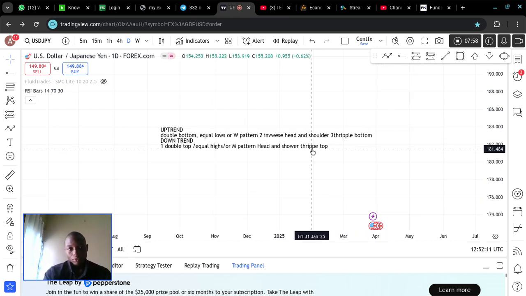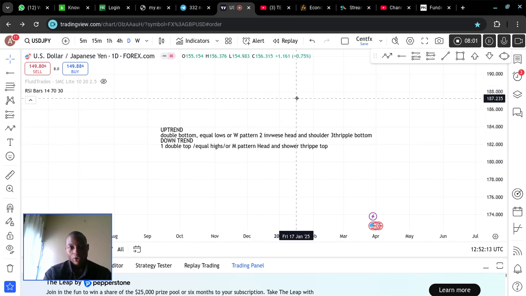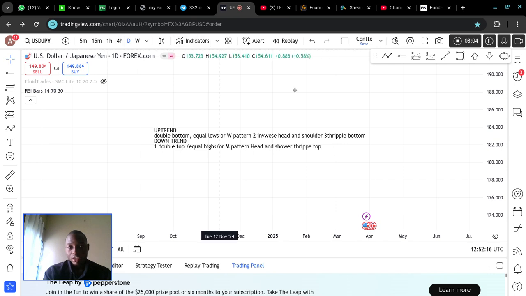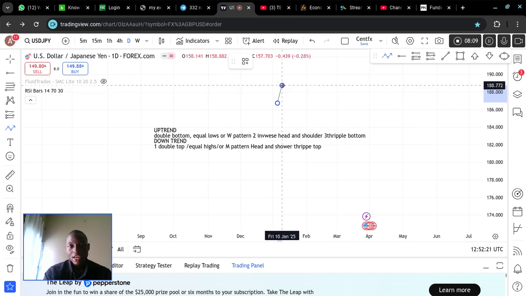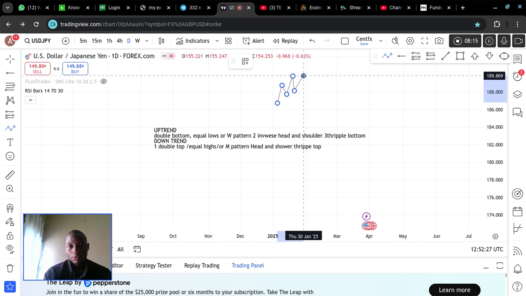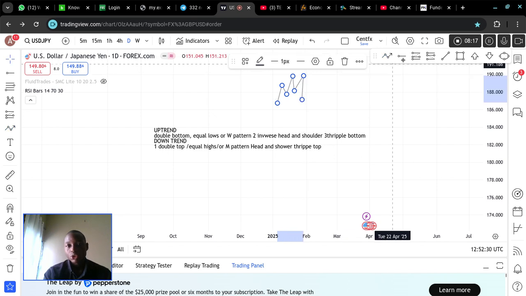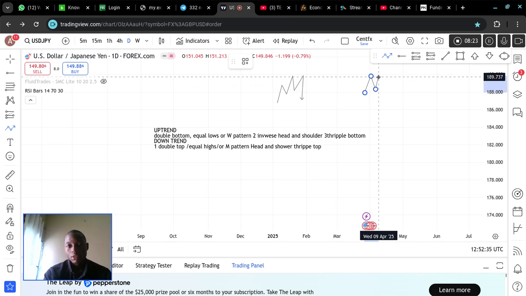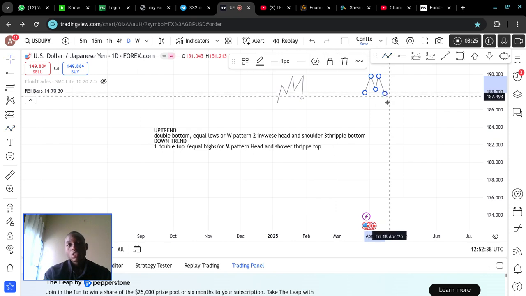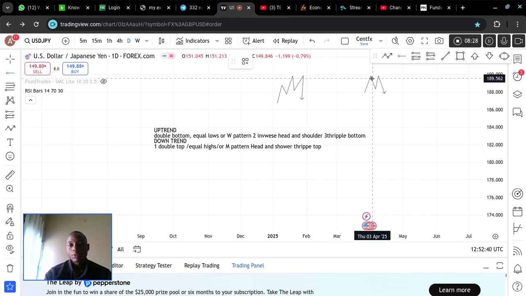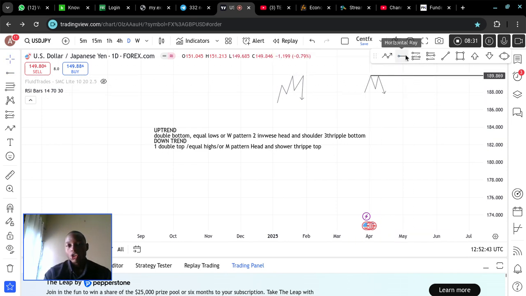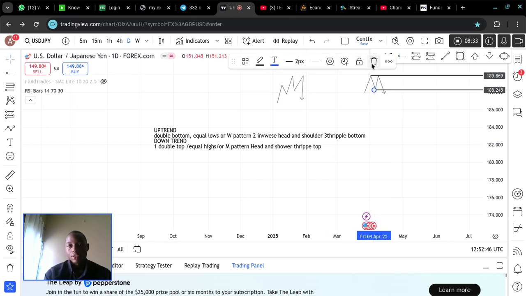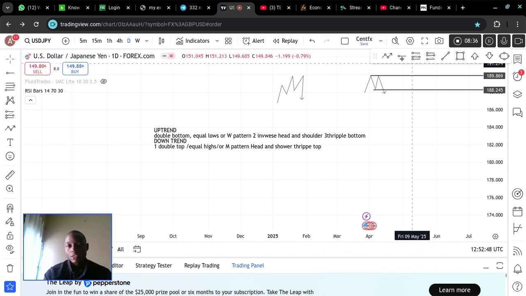So now, this is all I'm talking about. When it comes to a downtrend, this is it. You have head and shoulder, then you have double top, M pattern or equal highs. You understand?